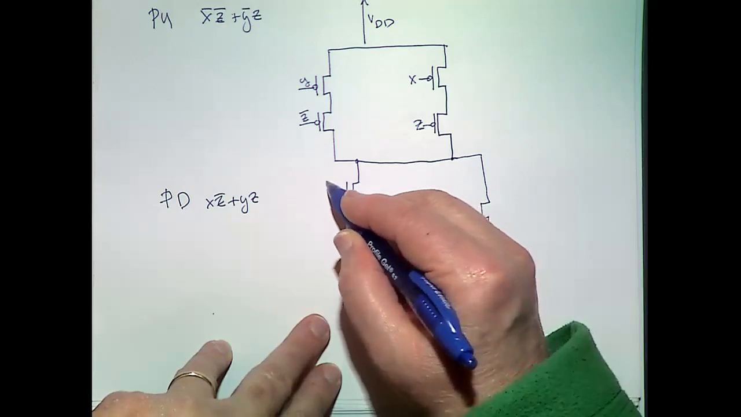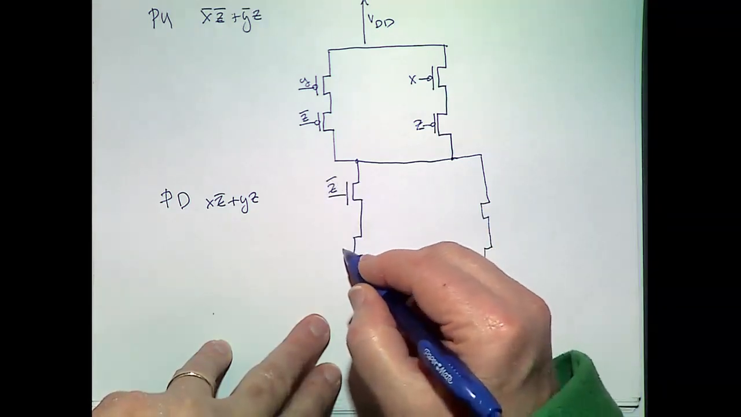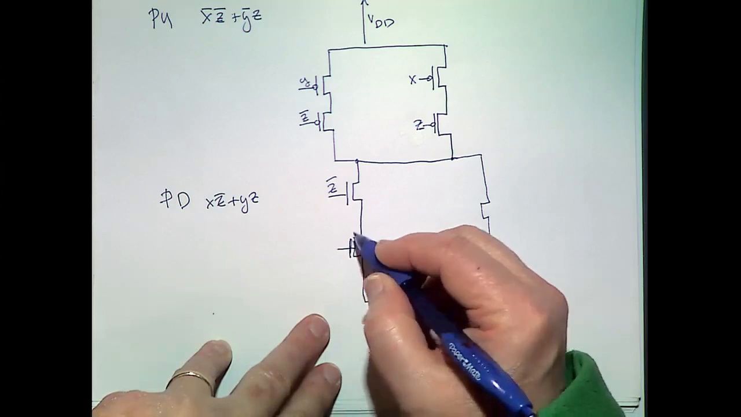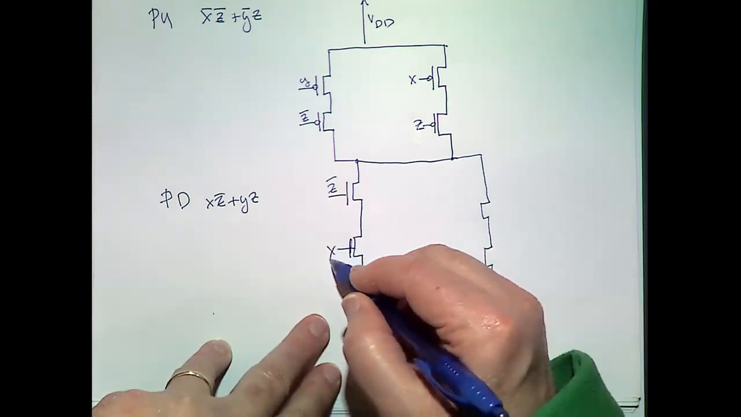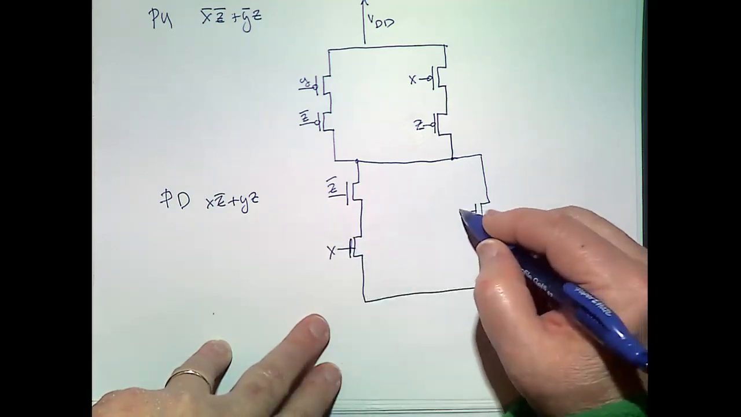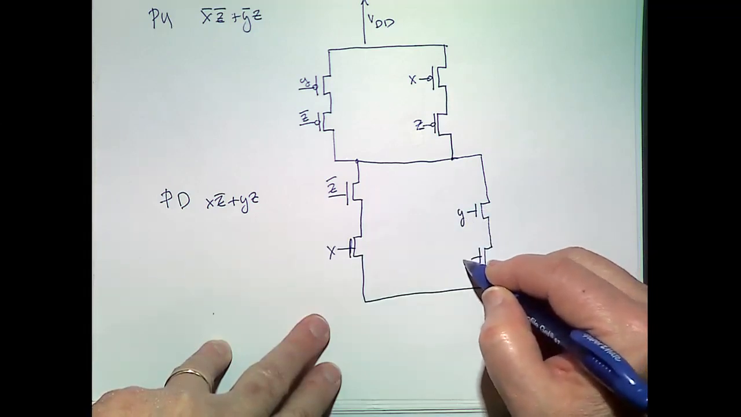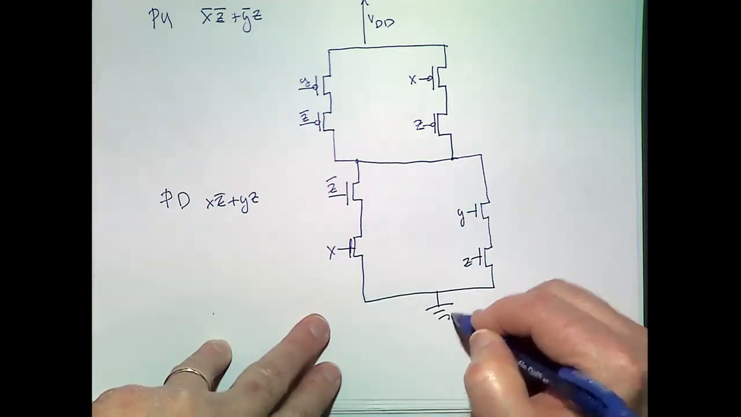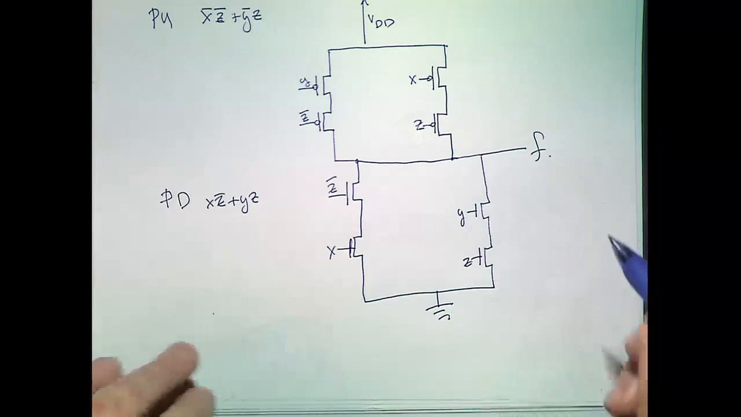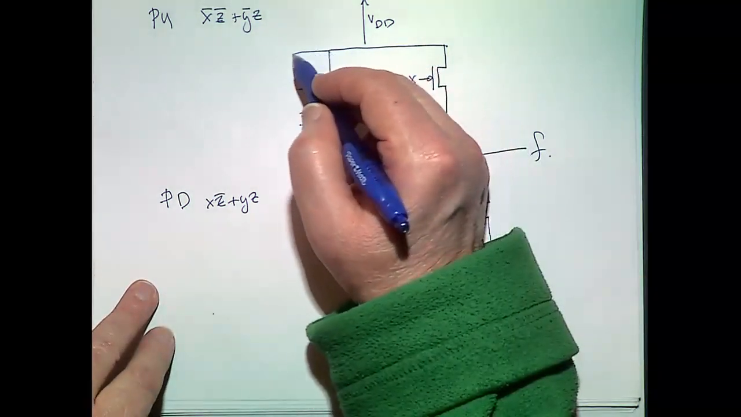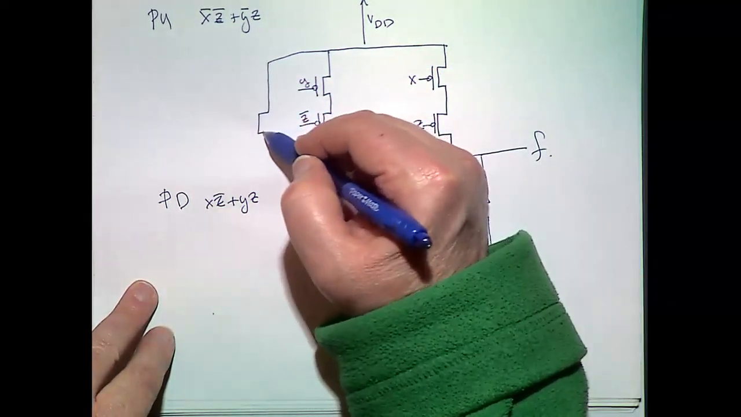Okay, so I'm going to need Z bar here. And then this one can be X and Y and Z and ground and F. And now I need my Z bar. I need to supply Z bar. So I'm going to put in an inverter.